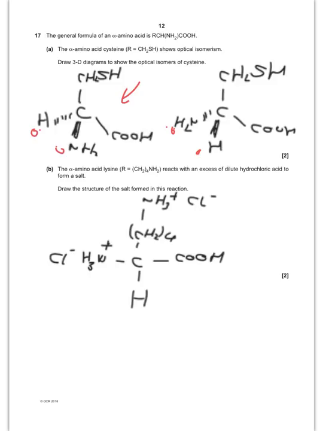And then I'm looking at lysine, and I'm reacting this with dilute hydrochloric acid to form a salt. Notice that the R group also contains an NH2 group, so you will put a proton onto both the nitrogens here and here, to produce two NH3+ groups.